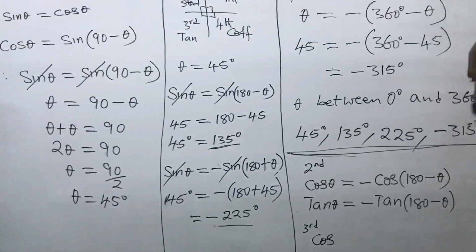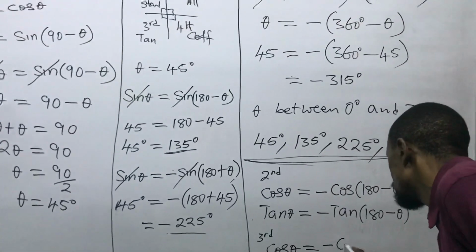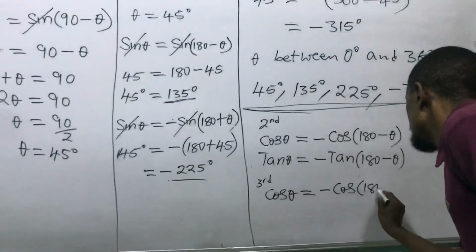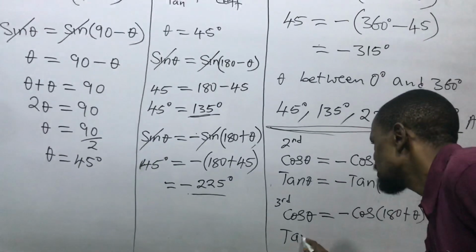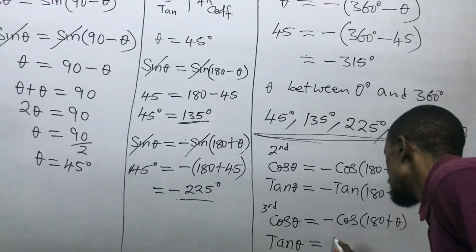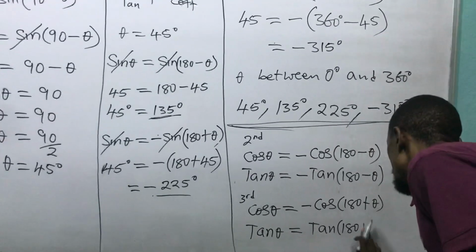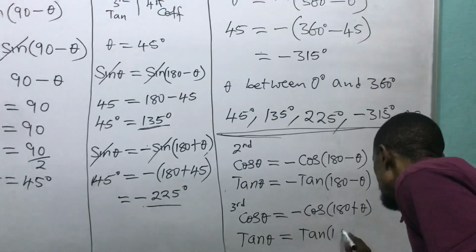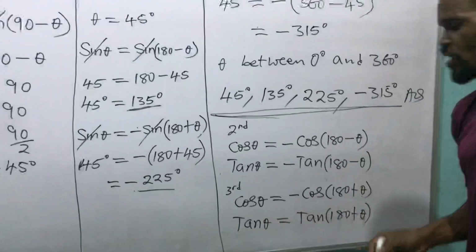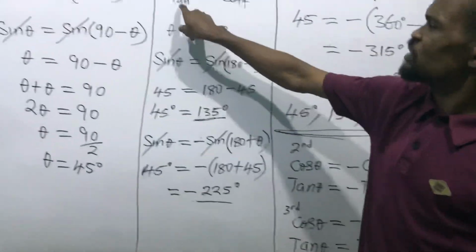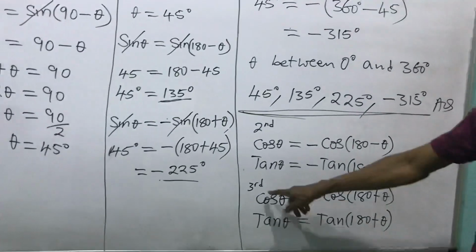In the third quadrant, cos theta will give me minus cos of 180 plus theta. And tan theta is equal to tan of 180 plus theta. That's in the third quadrant. You will note that in the third quadrant only tan is positive. You see that it is positive here. Then that's the third quadrant.